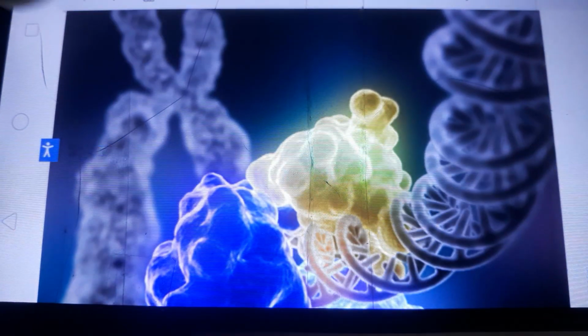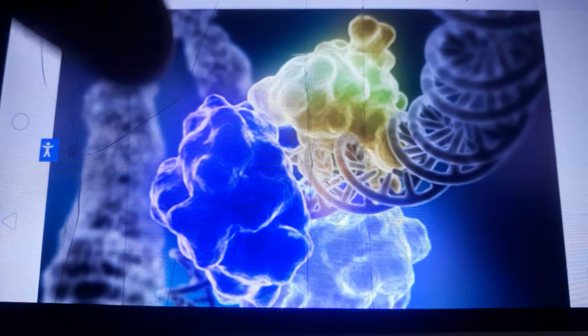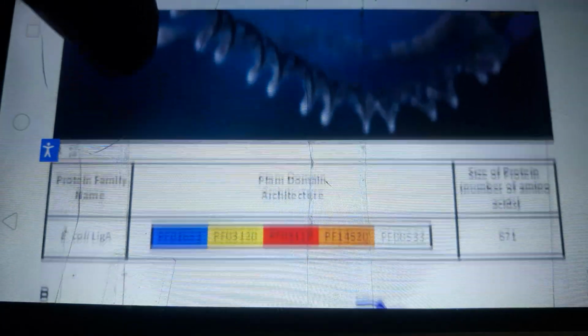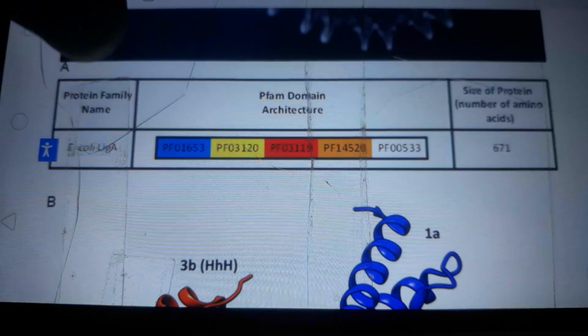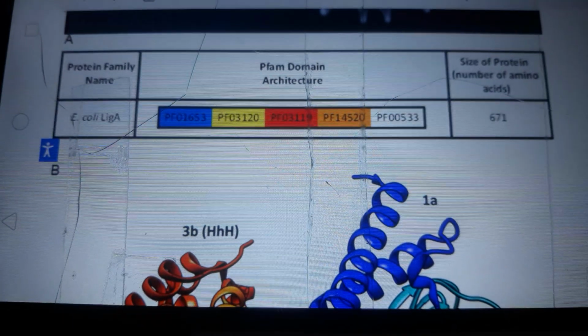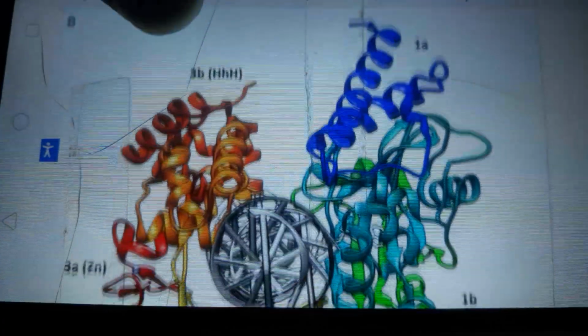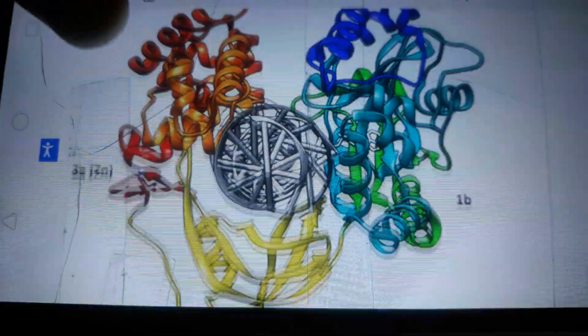That is an interesting figure here for you to take a screenshot of and understand the entire aspect of the protein family name and the PFAM domain architecture, size of protein, number of amino acids. Take screenshots and save them for future reference.